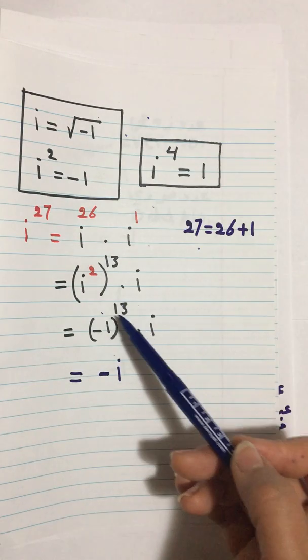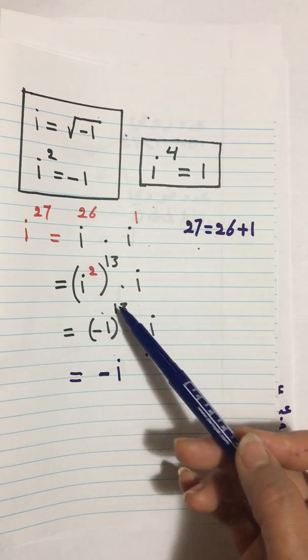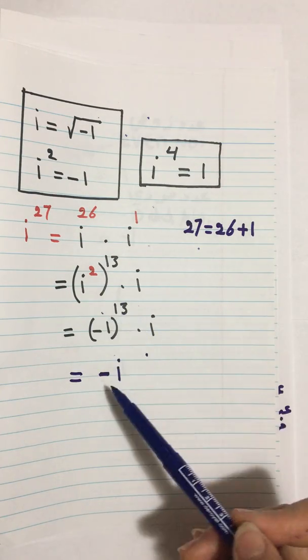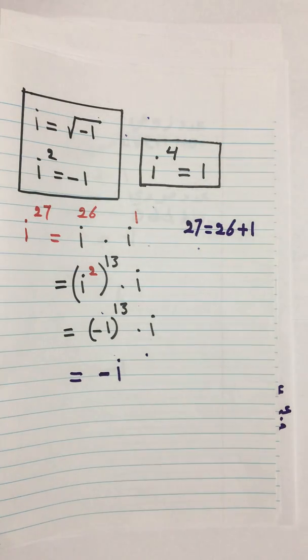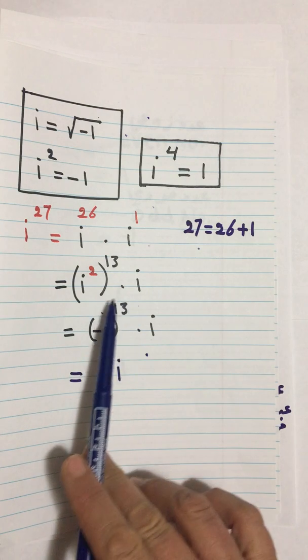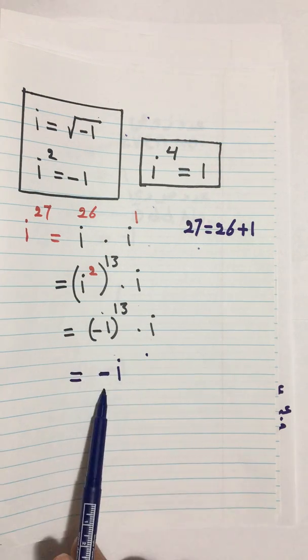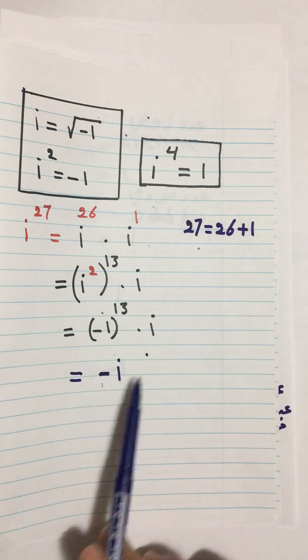This power is an odd number. With an odd power I keep the negative. So this is going to be negative i. When I have an odd power, I'm going to keep the negative sign. So the answer is going to be negative i.